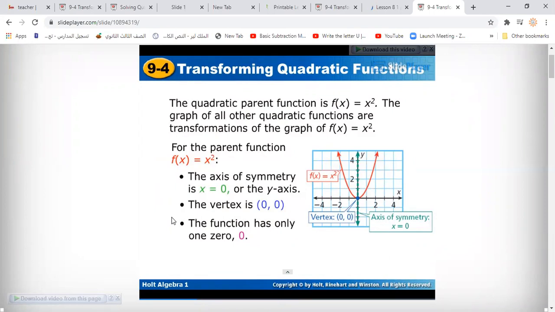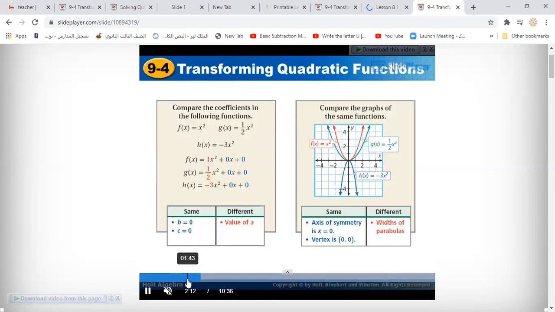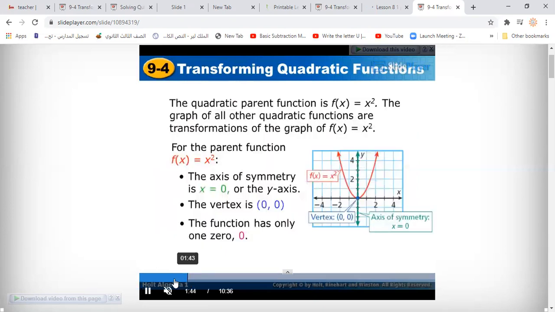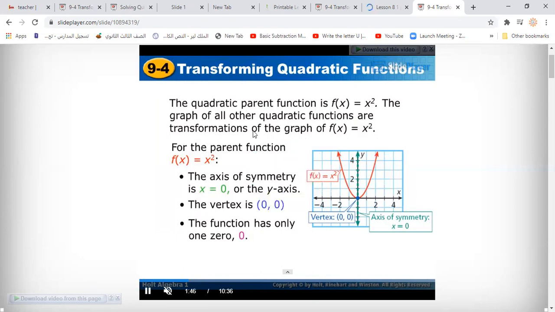The graph of all other quadratic functions, like f of x equals x squared plus 1, minus 2, and so on. We are going to represent them graphically, and then we will start to explain what transforming quadratic functions is.